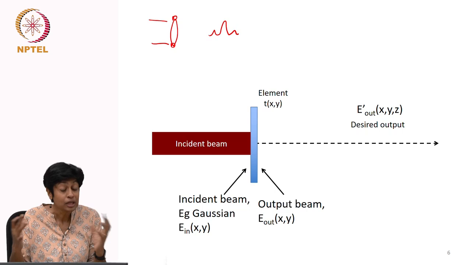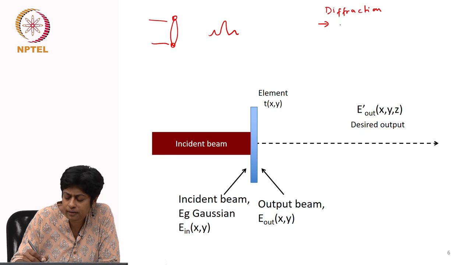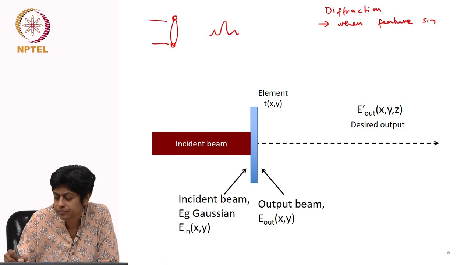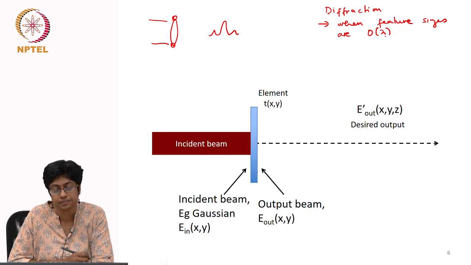So we have diffraction clearly when feature sizes are of the order of the wavelength.